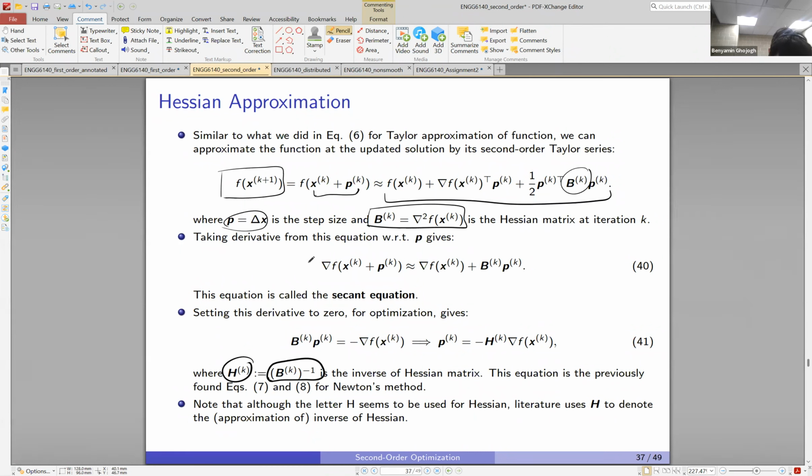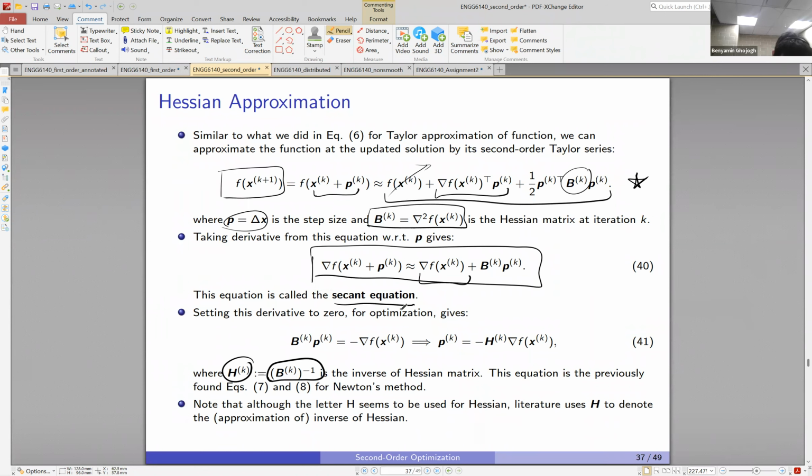Okay, so we can write the gradient of f by taking the derivative of this equation with respect to p. This term is a constant with respect to p, so it goes away. This is linear with respect to p, so it becomes gradient of f of xk. This is quadratic with respect to pk, so it becomes Bk pk, and the 2 is cancelled by the 1/2. So we have this. This is called the secant equation in the literature.